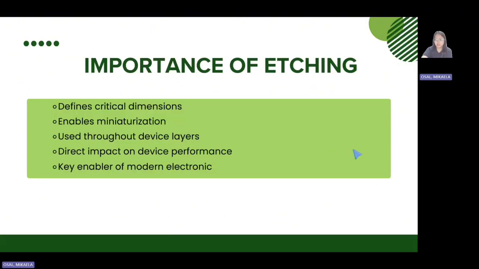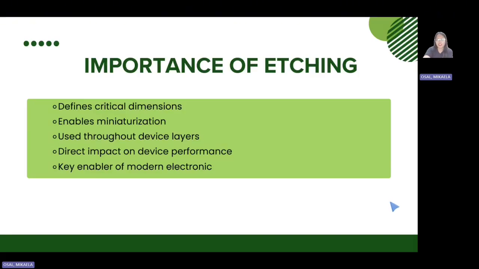Etching defines the critical dimensions of semiconductor devices. It is essential for miniaturization, enabling the creation of features that are just a few nanometers wide. As transistor sizes shrink with each new technology node, the accuracy of etching becomes even more crucial. Etching also ensures proper layer-to-layer alignment and allows the creation of deep features, such as trenches and vias.